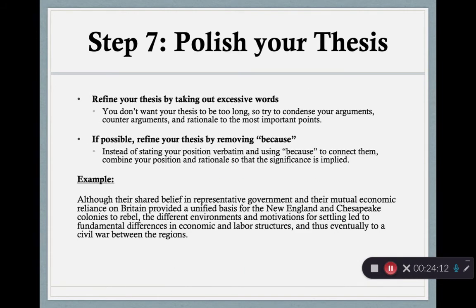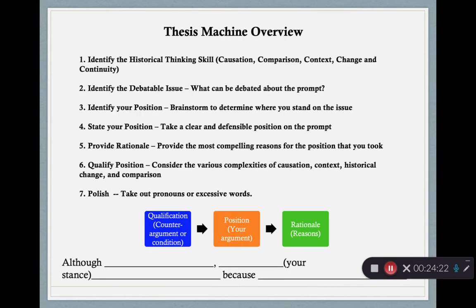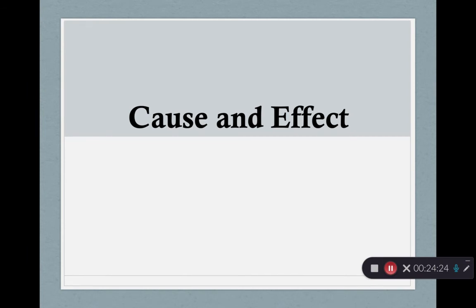Then, the last step is you should polish your thesis. You should take out some of the filler words and streamline it a bit more. Again, this is what's called editing. This is called proofreading. And then you're going to repeat that for a cause and effect or continuing change. It's the same pattern over and over.